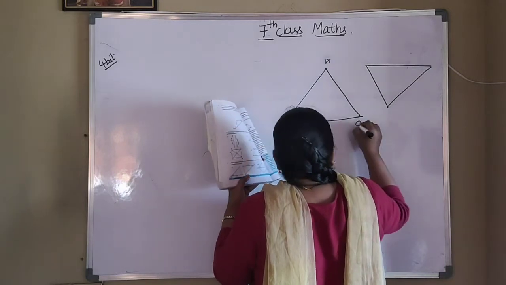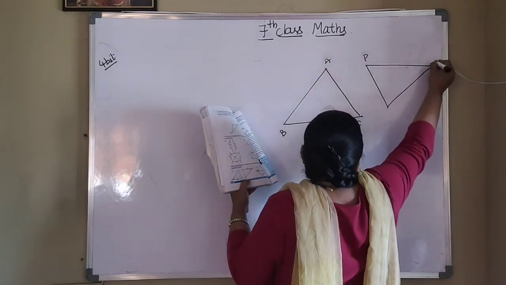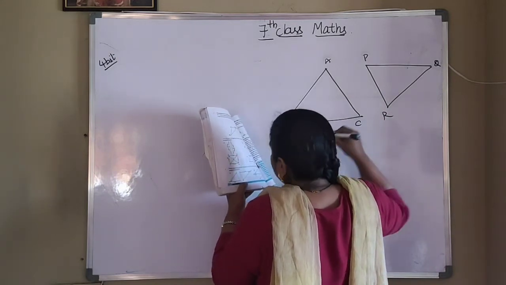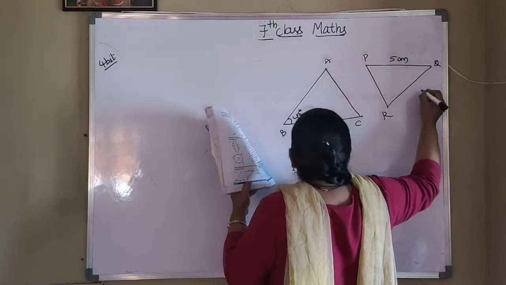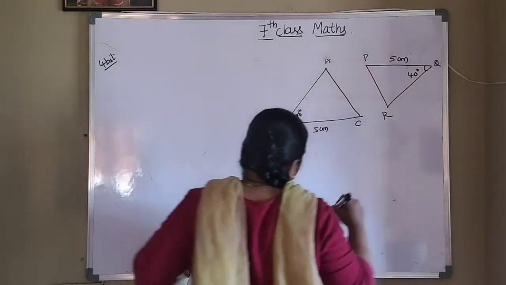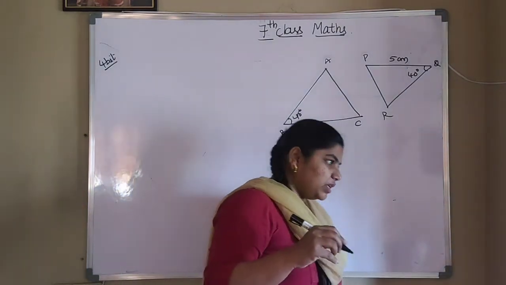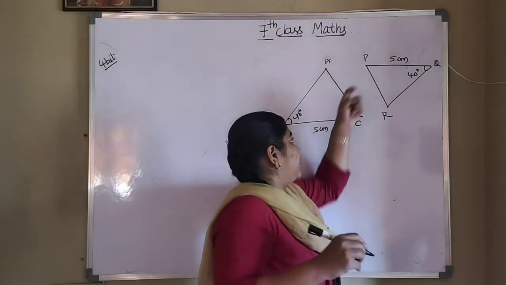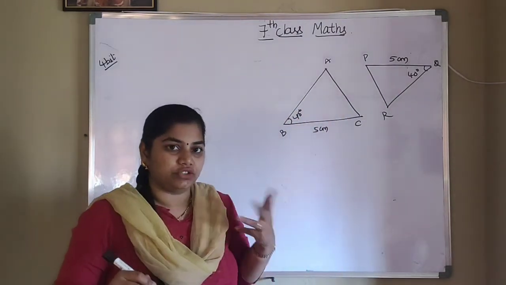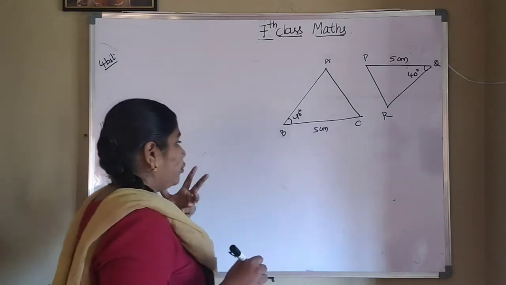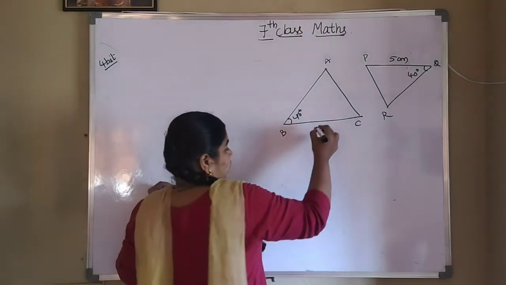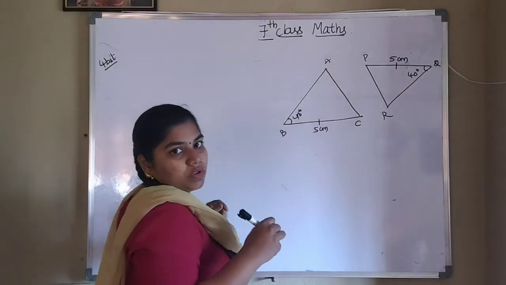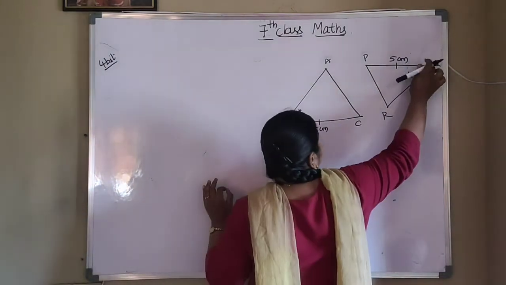A, B, C, here P, Q, R. Here it is 40 degrees, this is 5 centimeters, 5 centimeters, and this is 40 degrees. By using the SAS property, these two triangles should be congruent to each other. But they have given angle and angle, side and side, so we want one more side. Which side should it be? Which sides are equal here? Already they told that BC is equal to QP, and angle B is equal to angle Q.